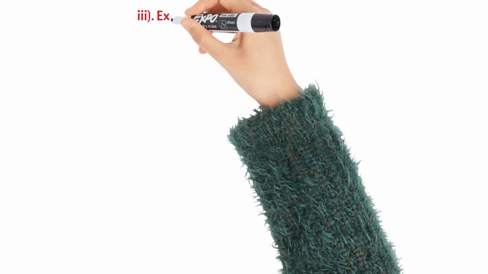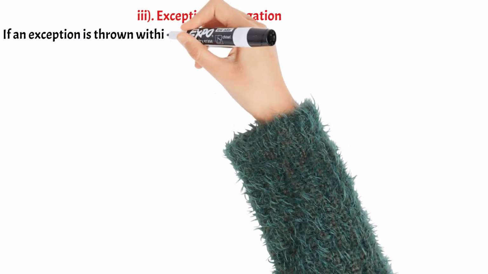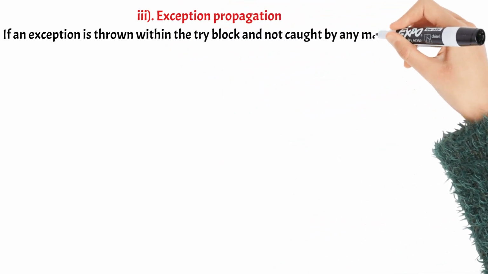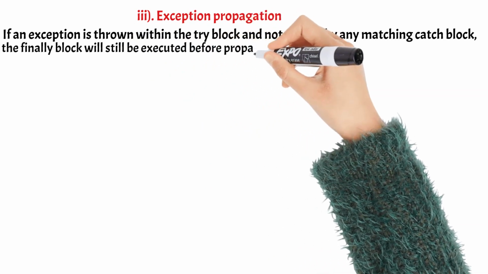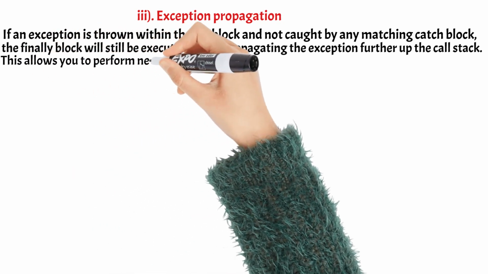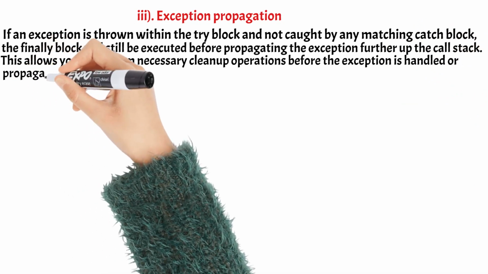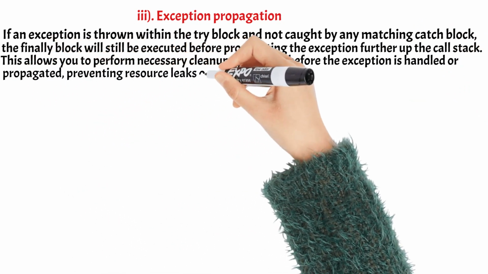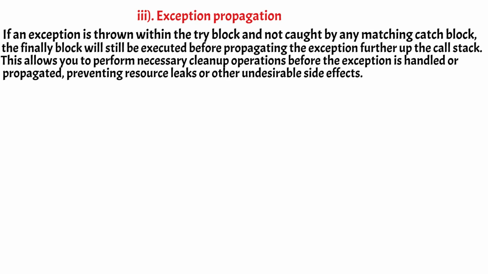3. Exception propagation. If an exception is thrown within the try block and not caught by any matching catch block, the finally block will still be executed before propagating the exception further up the call stack. This allows you to perform necessary cleanup operations before the exception is handled or propagated, preventing resource leaks or other undesirable side effects.